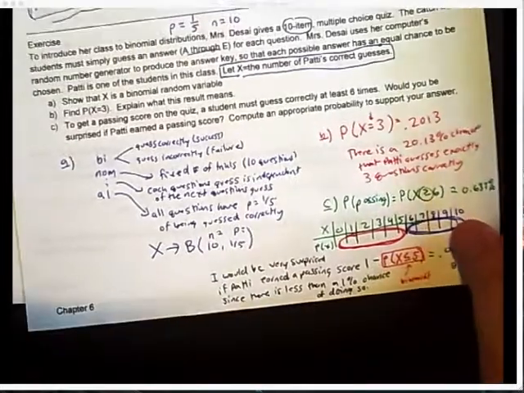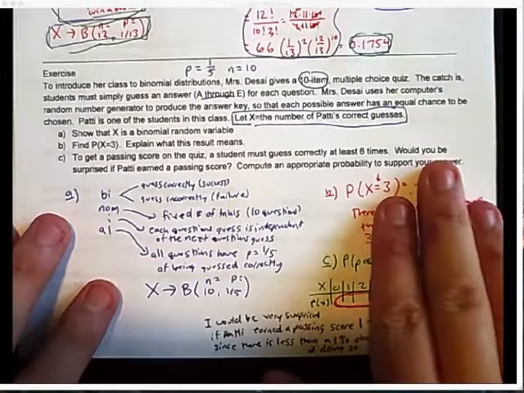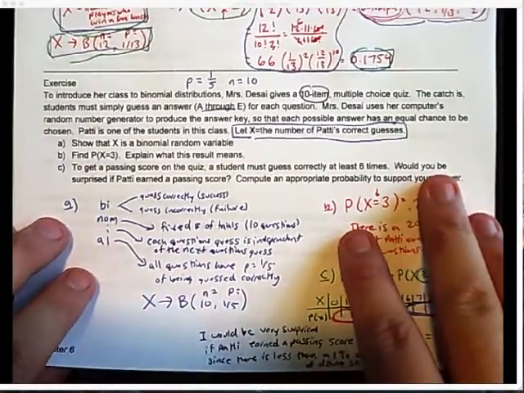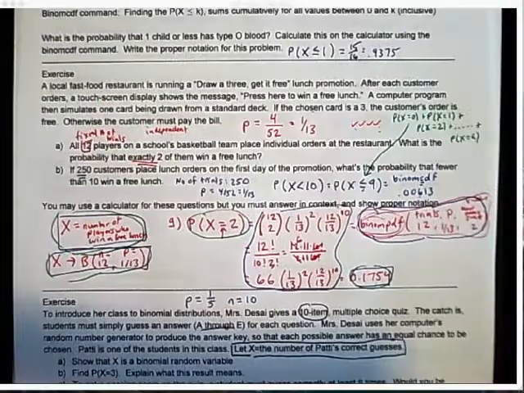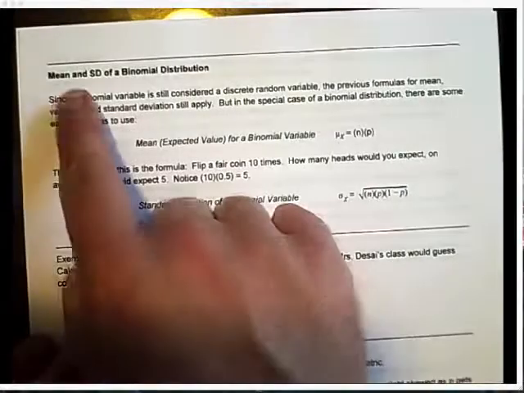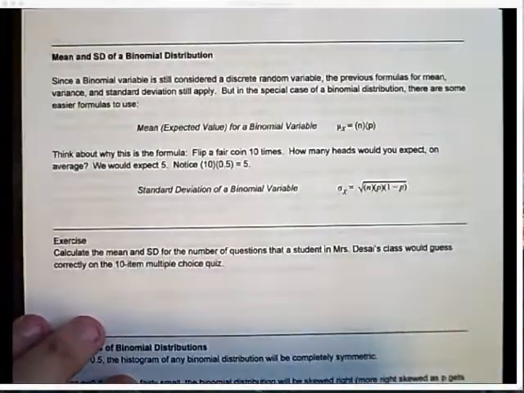All right. So that is how you do binomial distributions and calculations. I'm going to stop the video here, and we're going to pick up the next video on how to easily calculate the mean and standard deviation of a binomial distribution. So that'll be the next part of the video.